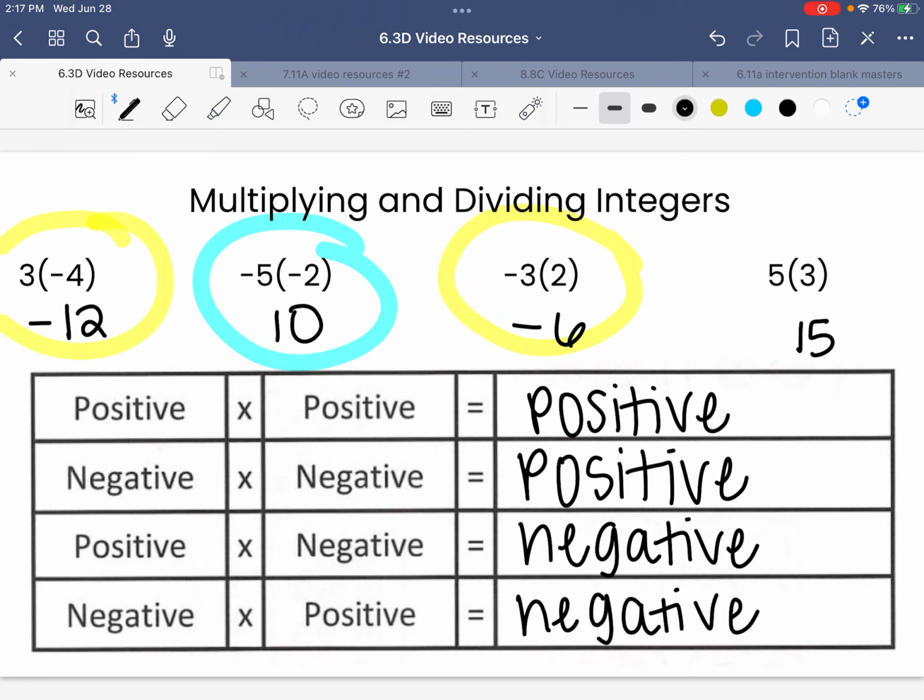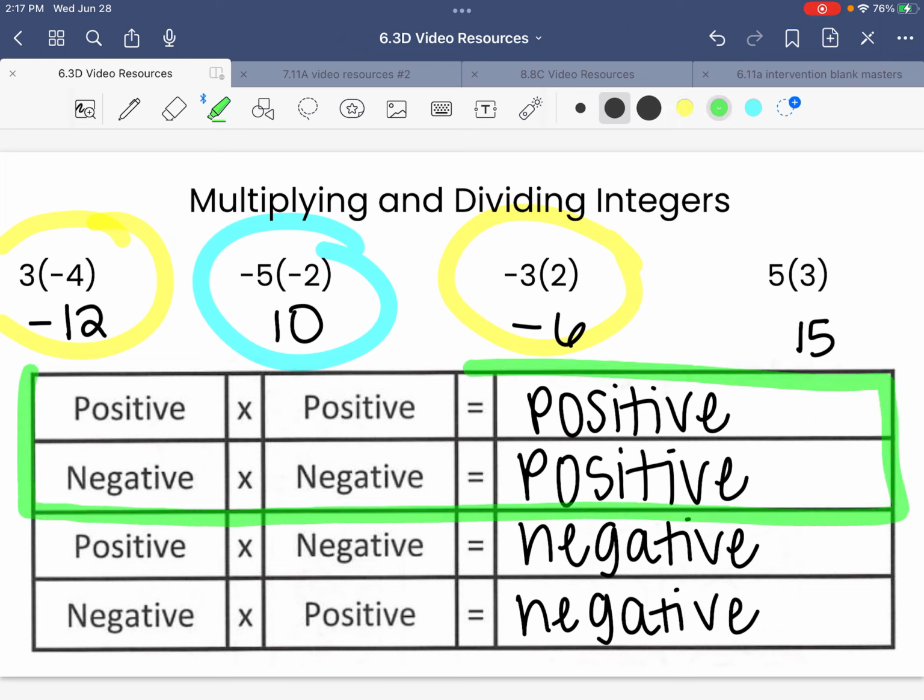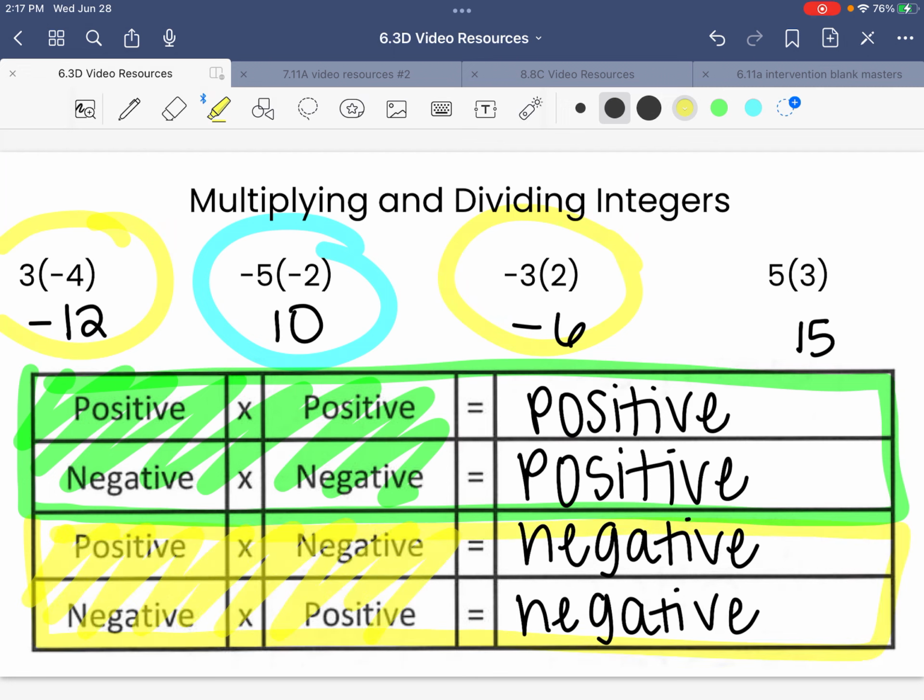So this shows me that when I am multiplying or dividing integers, if my signs are the same, so if my signs are both positive and positive, or negative and negative right here, then my solution will be positive. But if my values have different signs, so for example, a positive times a negative, or a negative times a positive, then my solutions will be negative.